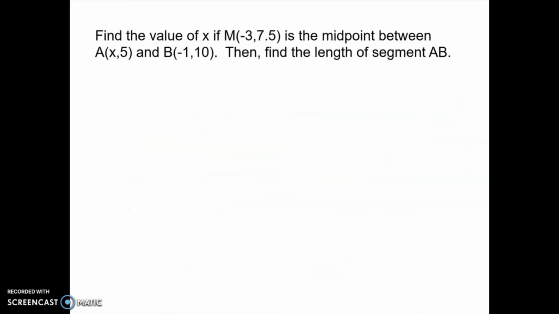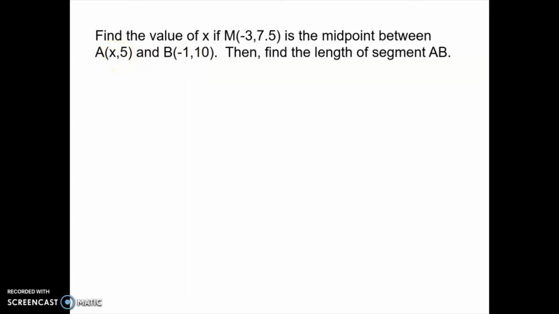Let's keep going. How about this one here? You are given the midpoint this time, and it says that these are the two endpoints, this one and this one. So notice you have the midpoint, you have one of the endpoints completely, but you're missing one of the values in this endpoint.